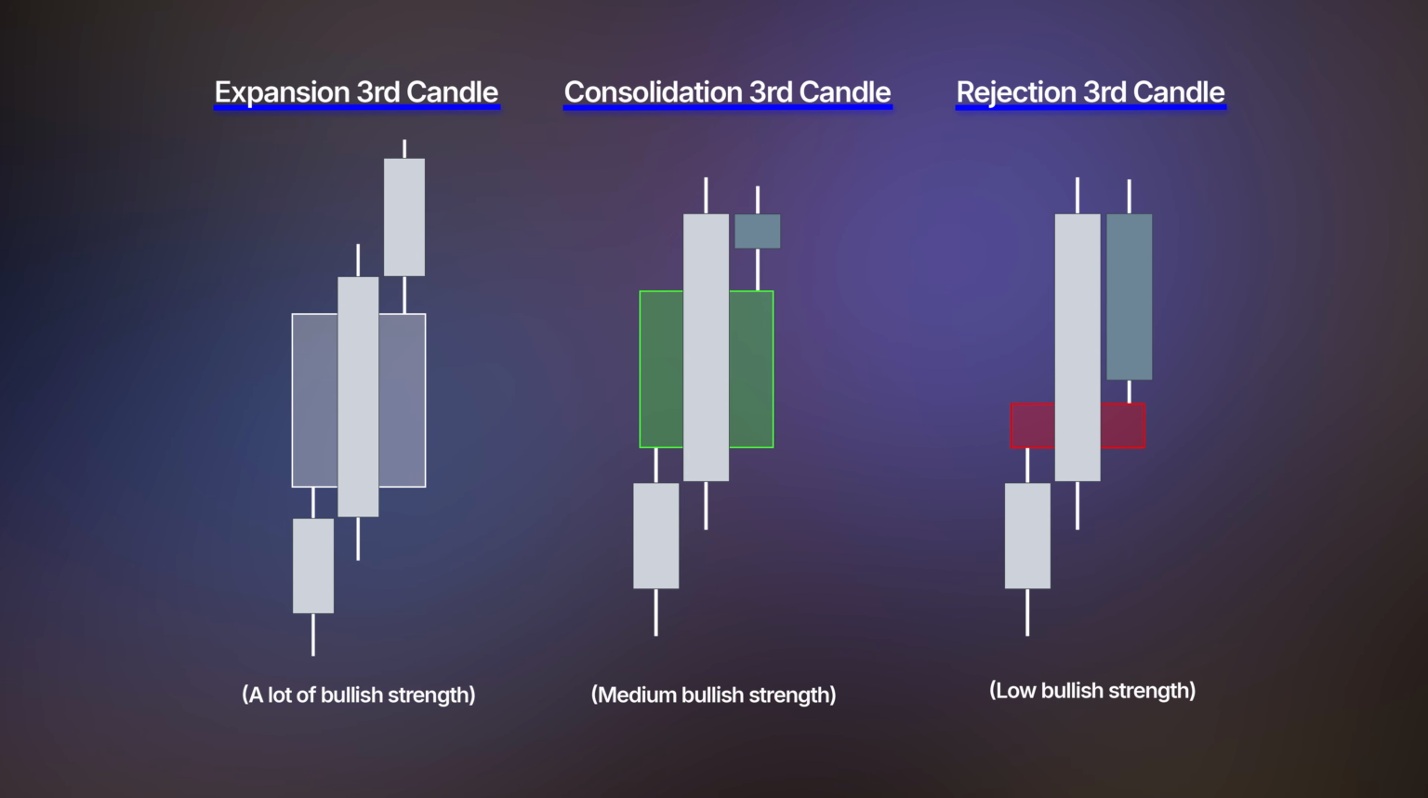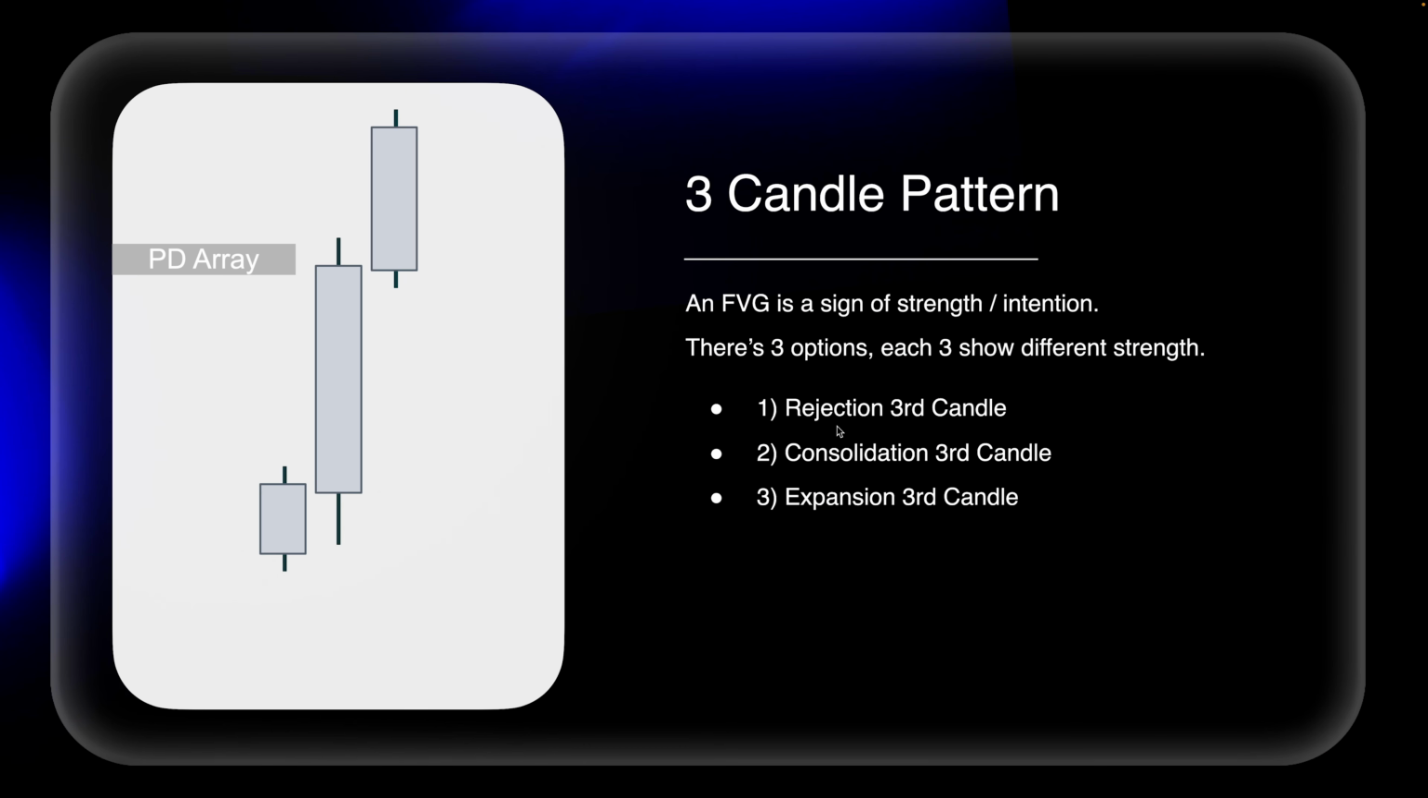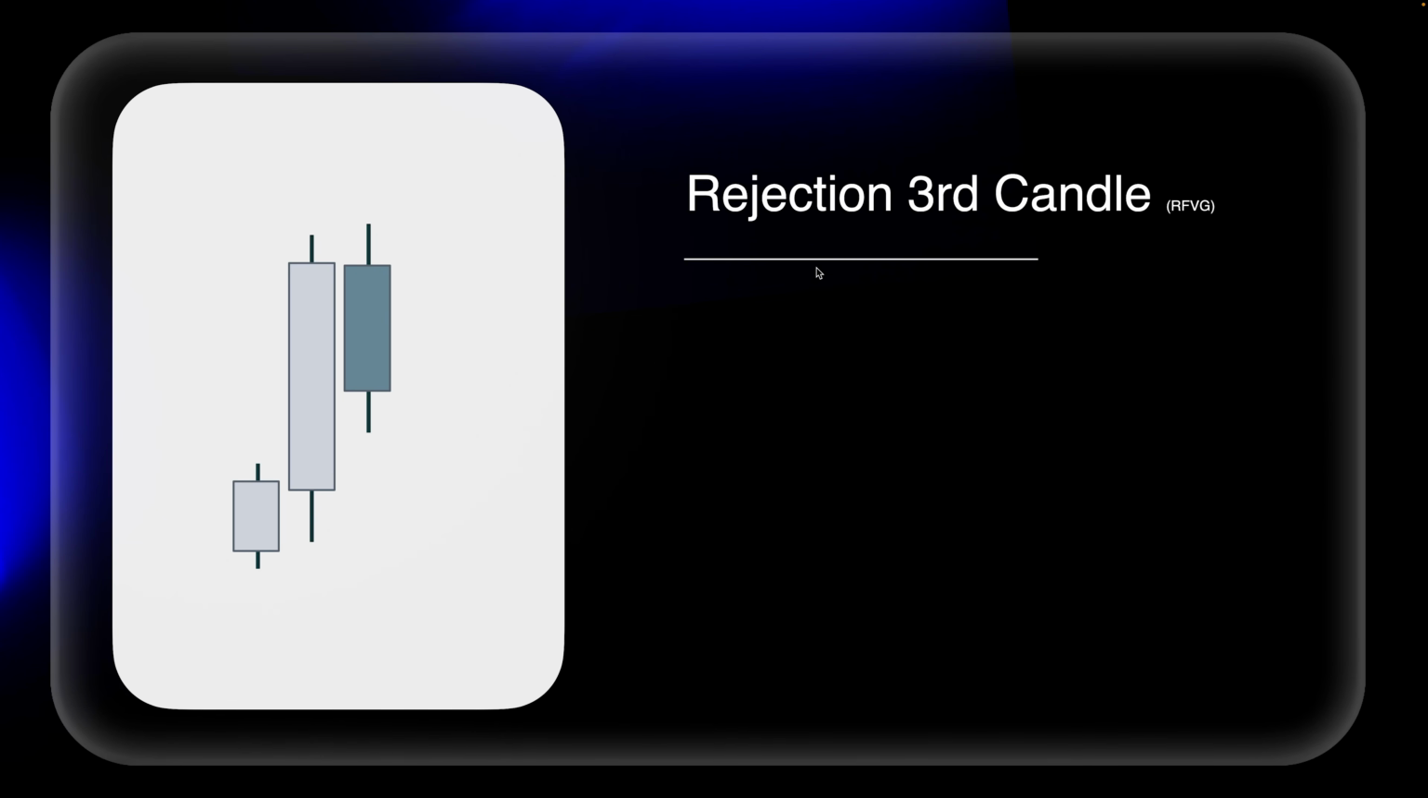And of course, when we are looking for bullish prices, we don't want the bearish side to be extremely strong because that can lead to either consolidation or can lead to lower prices, which of course, if we want higher prices, not something we want to see. So let's dive into these different third candles right there, these different types of fair value gaps. Where the first one is again the rejection third candle.